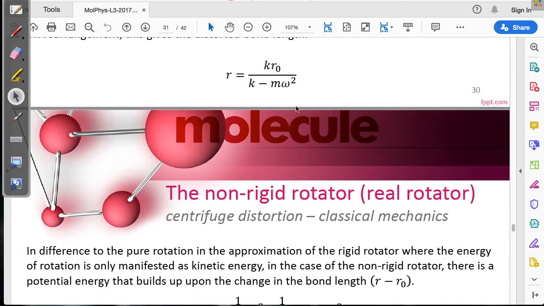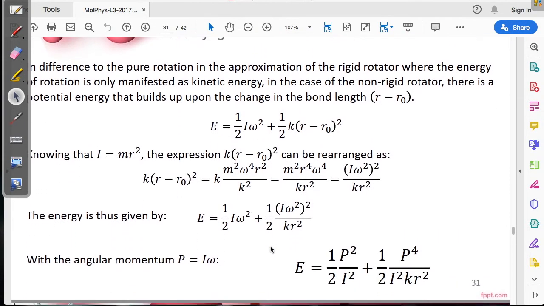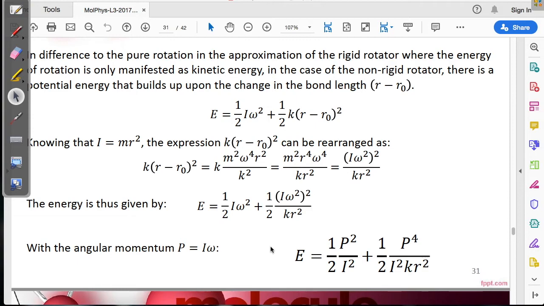Now, how does that result in a change of the rotational energy of the rotating molecule? Well, if you remember, in the rigid rotator case, the rotational energy was purely kinetic, and that was the kinetic part. And this was considered the only contribution to the energy when we were taking the case of pure rotation. For the non-rigid rotator, right?